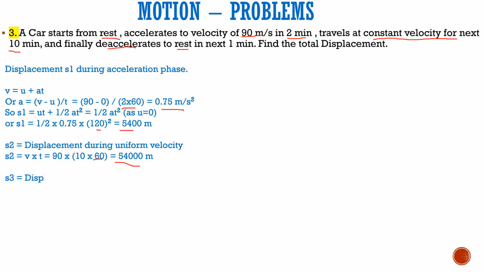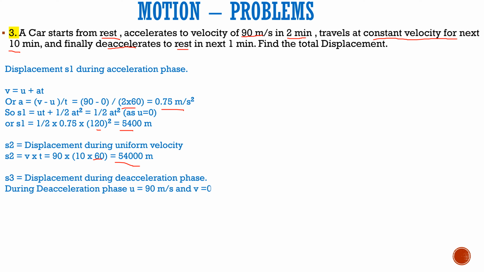Now in the third phase, it is very similar to what is in the first phase, but the thing is, it is going through the deceleration phase, which means that the initial velocity is 90 and the final velocity is 0. So we need to find the acceleration in the third phase first. So we can say v equal to u plus at, or a equal to v minus u by t.